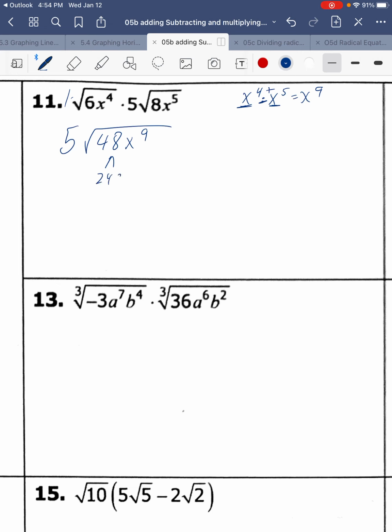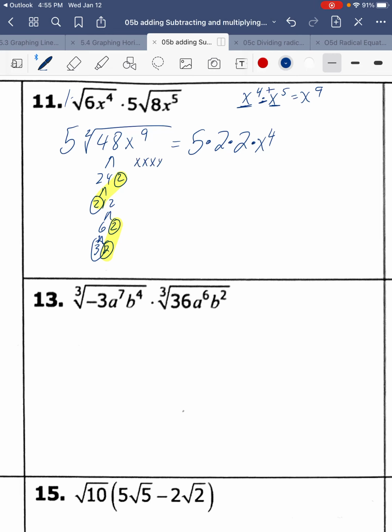Let's simplify. 24 and 2, 2 and 12, 6 and 2, 3 and 2. It's a square root, so pairs. We have the 5 that's on the outside already. Pair of 2s comes out as a 2, and let's not forget about these 9s. X to the 9th, and it's a square root. How many pairs can you take out of 9? Well, that should be 4, so it's x to the 4th with an x left over.